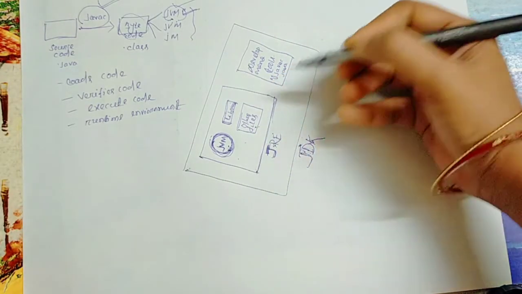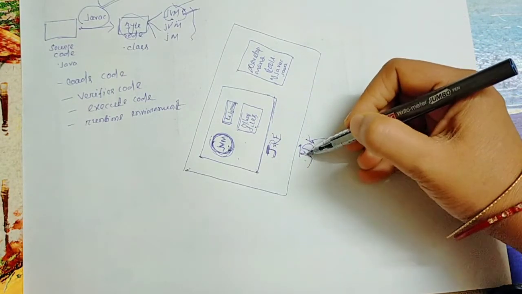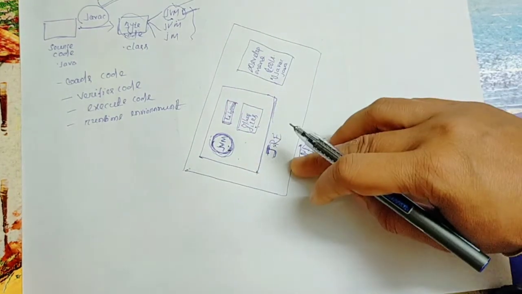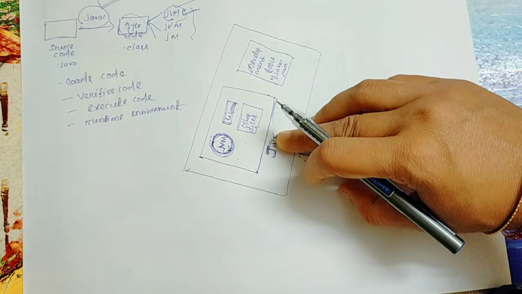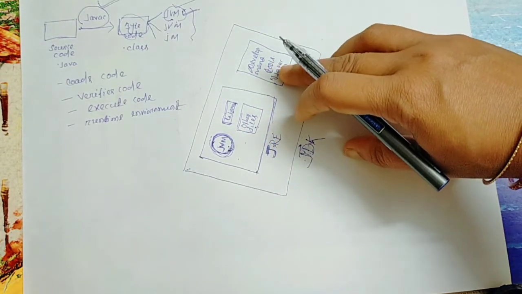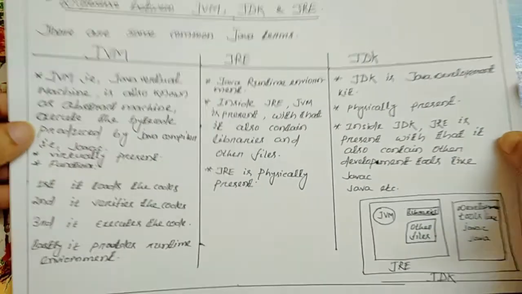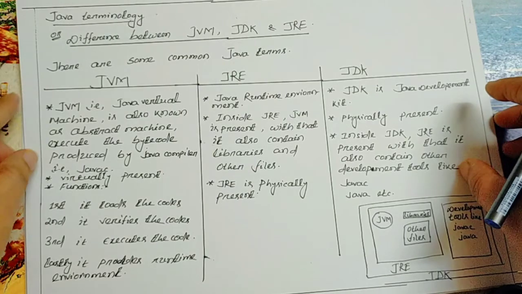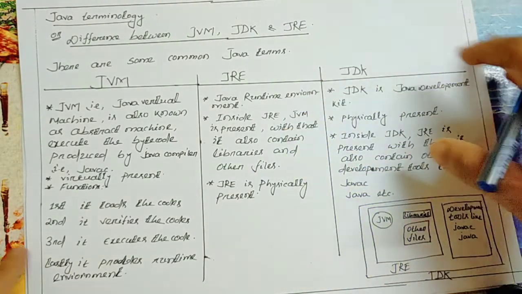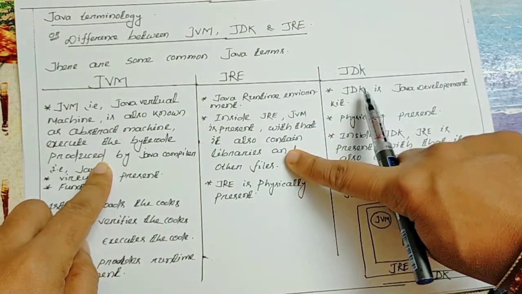JRE is physically present. And JDK means Java Development Kit, which is physically present. Inside JDK, JRE is present, and with that it also contains development tools like javac, java, etc. Okay, clear? Is all of it clear? What is the difference between JVM, JDK and JRE? Here you can see the difference between JVM, JRE and JDK.